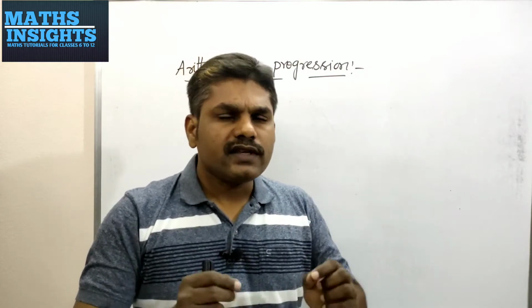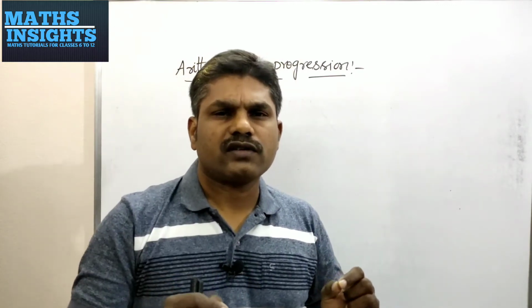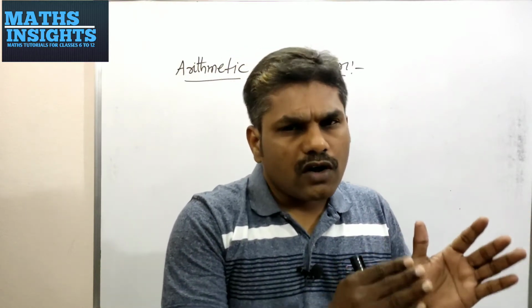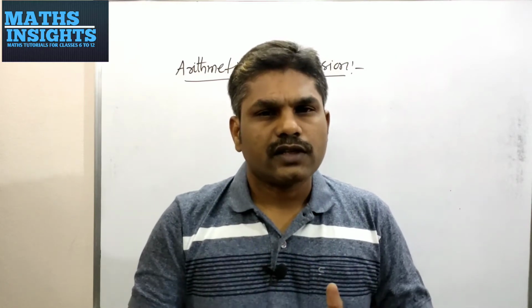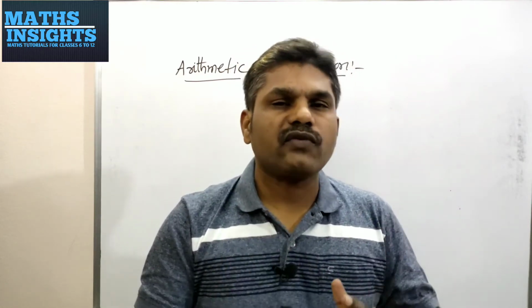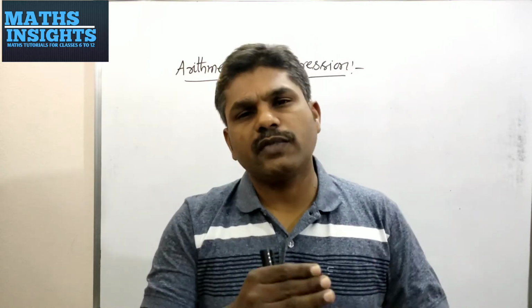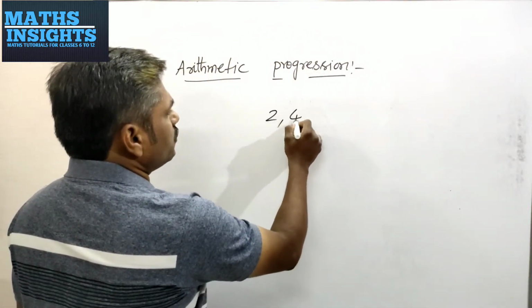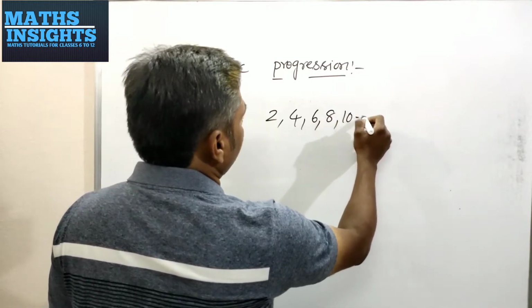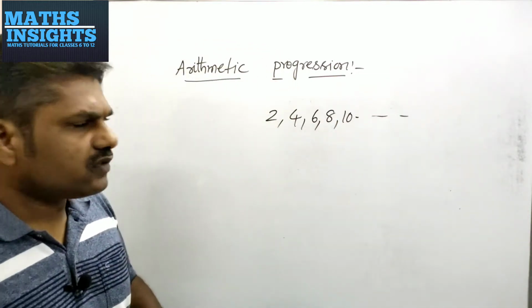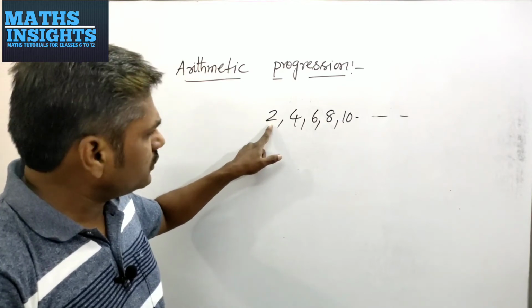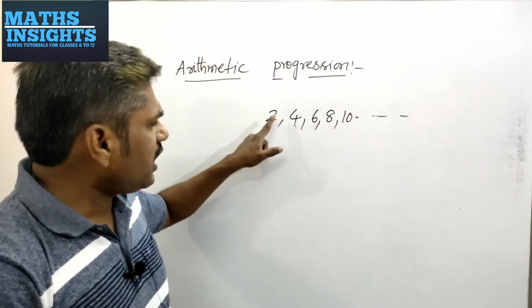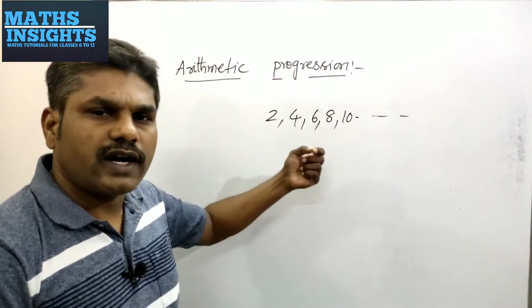Arithmetic progression is a progression in which, in the arrangement of numbers, except the first term, all other terms are obtained by adding or subtracting a fixed term. This will become very clear to you when I take an example. See, 2, 4, 6, 8, 10 and so on. As per my definition, except the first term, all other terms are obtained by adding or subtracting. I am taking this example with addition.